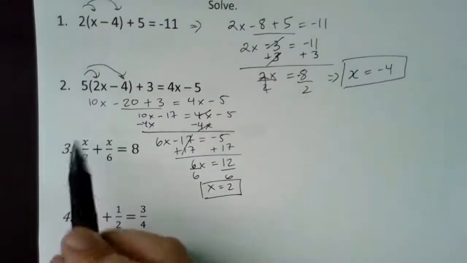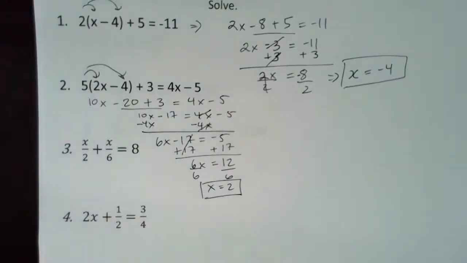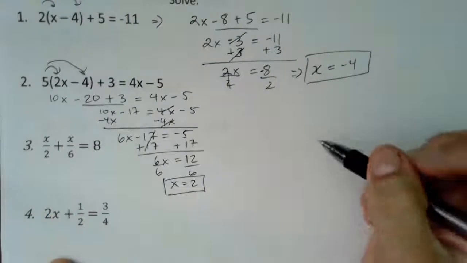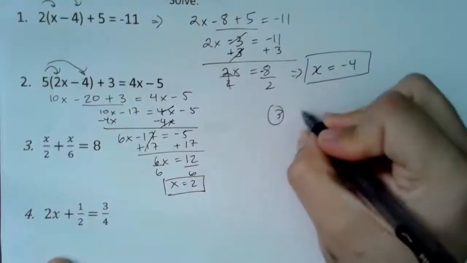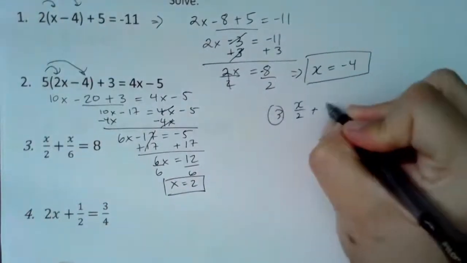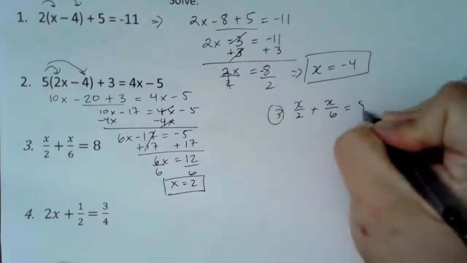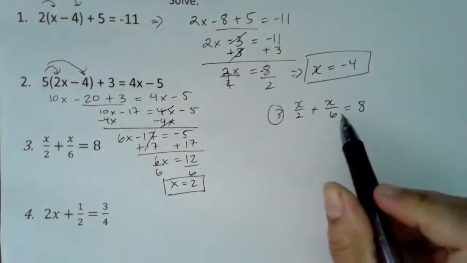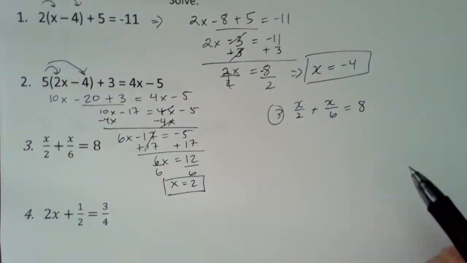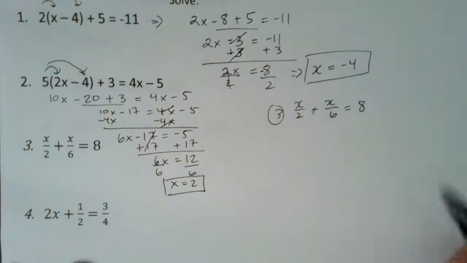Okay, and then for this next one here, I'm going to write it over here actually. So x over 2 plus x over 6 is equal to 8. So there's a couple ways you can do this. You can do like terms, which is fine, common denominator. So let's start that way.